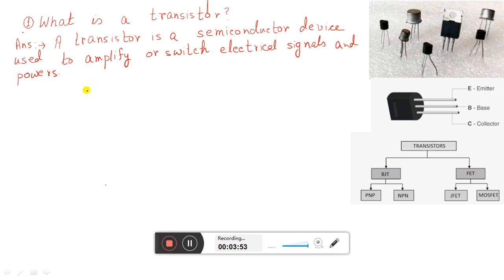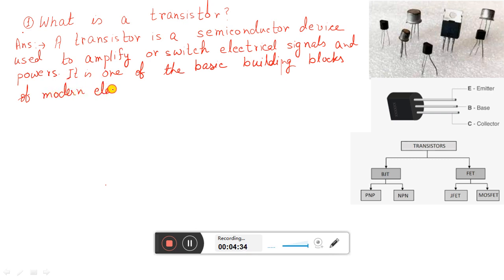It is one of the basic building blocks of modern electronics.